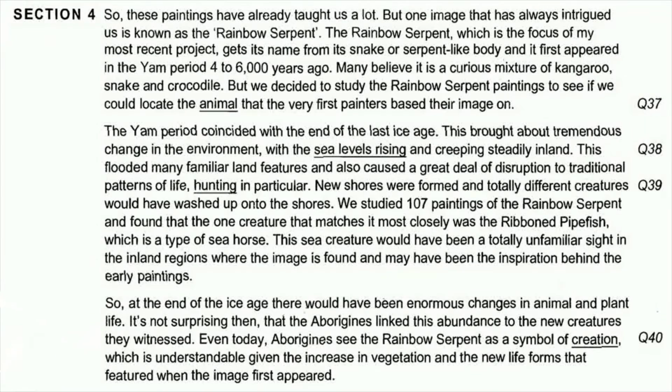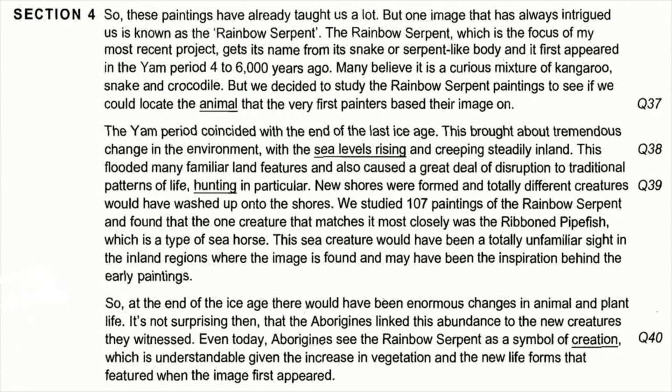The yam period coincided with the end of the last ice age. This brought about tremendous change in the environment, with the sea levels rising and creeping steadily inland. This flooded many familiar land features and also caused a great deal of disruption to traditional patterns of life, hunting in particular. New shores were formed and totally different creatures would have washed up onto the shores.